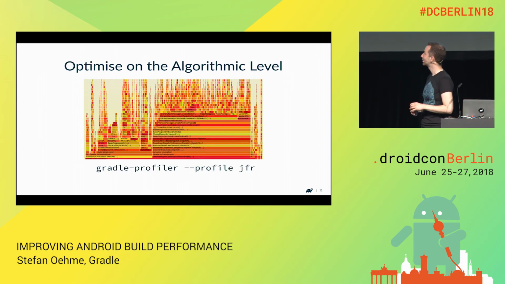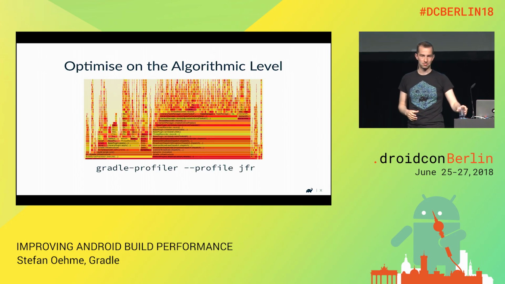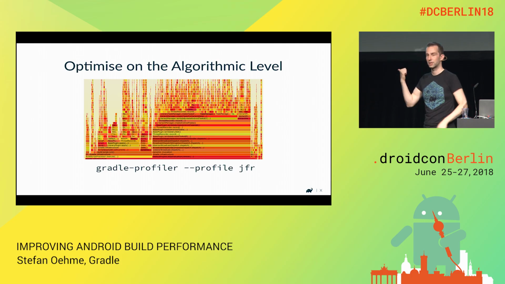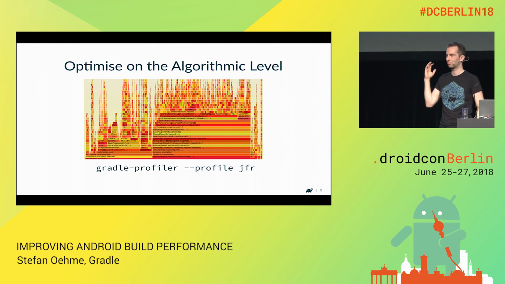And if you have to go down to the algorithmic level, for instance, a build scan told you this plugin is slow, but you just can't figure out why. You look at it and you see, looks fine. What's wrong here? You can, again, use the Gradle profiler with the, in this case, JFR setting, because from JFR we can create these really nice flame graphs. Who's seen flame graphs before? They're all the rage right now.